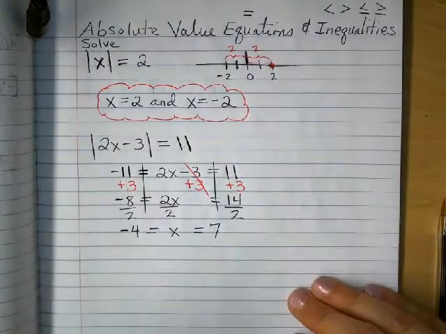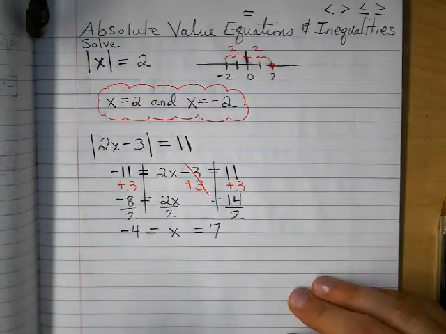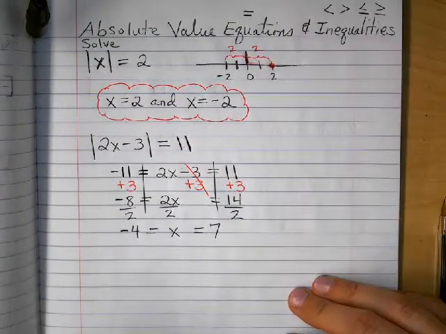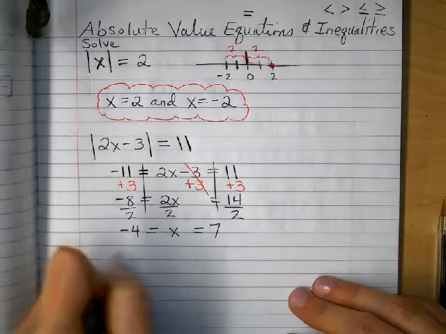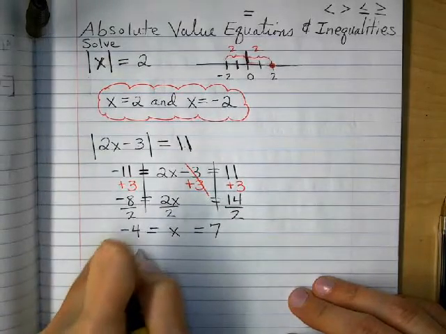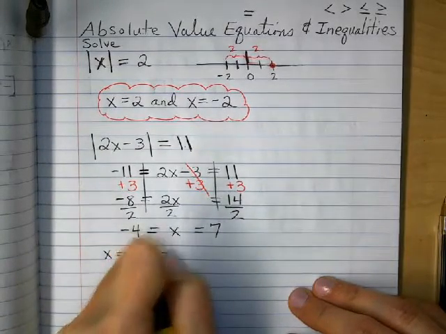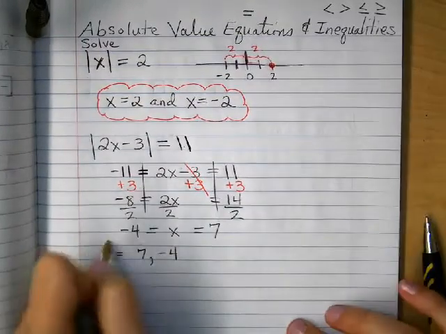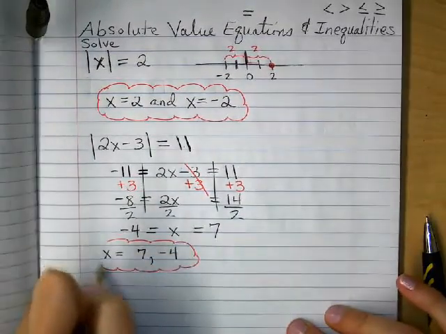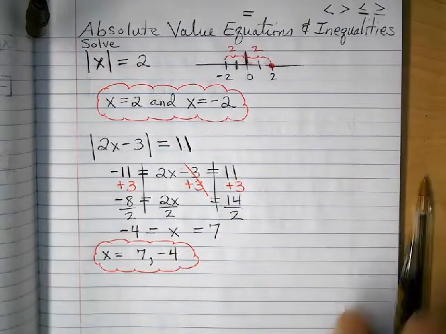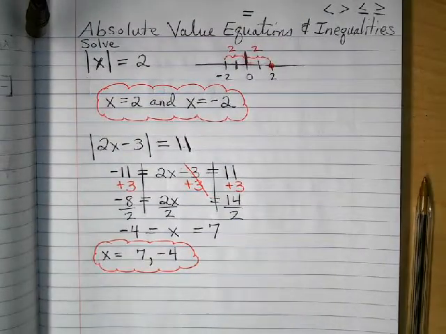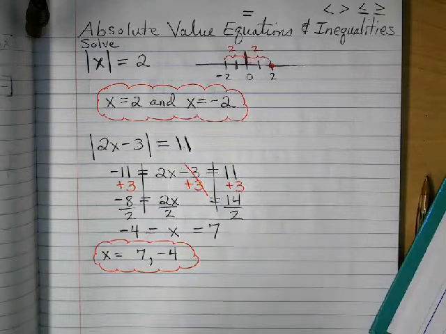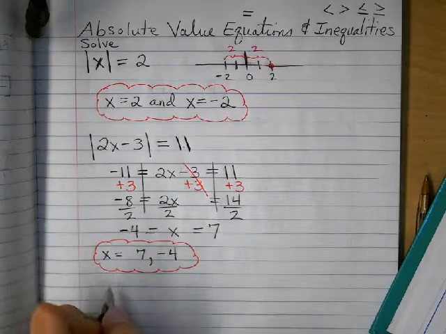So when you type them into the computer, they're going to want you to type your answer. It says separate with a comma. So yeah, it'll say like x equals, you're going to put 7, comma, negative 4. So you get 2 answers. Okay, so those are absolute value equations that you have to set up. Okay, so let's try another one.